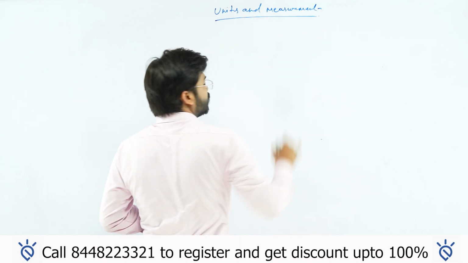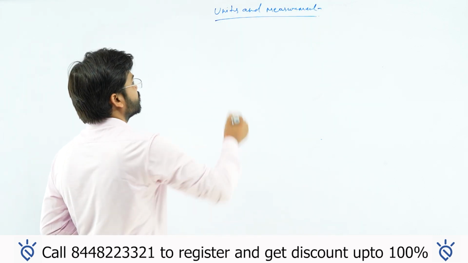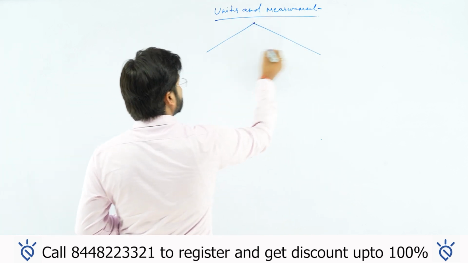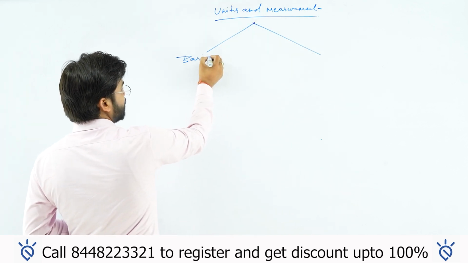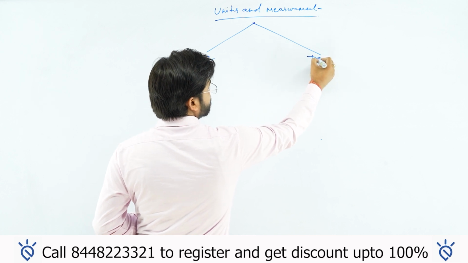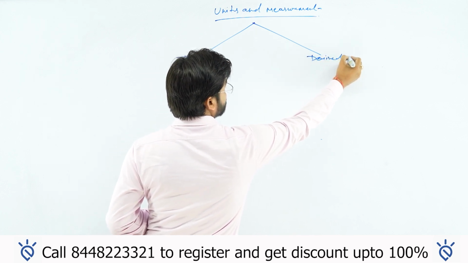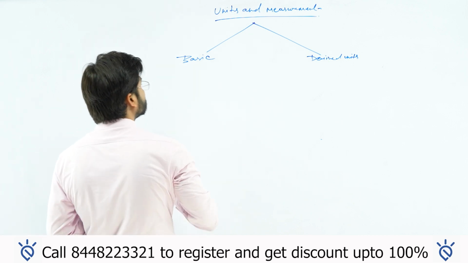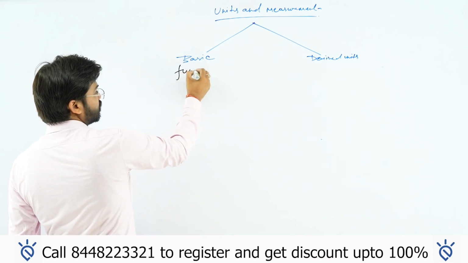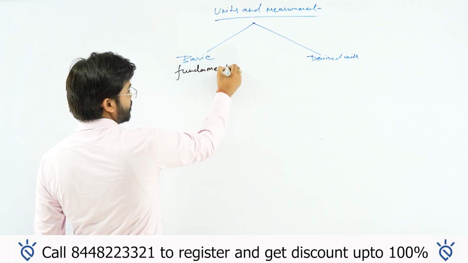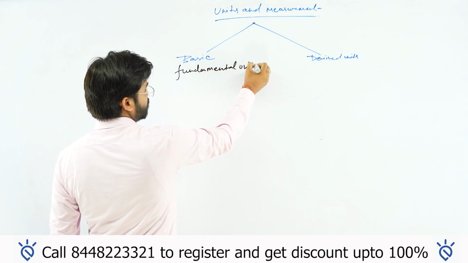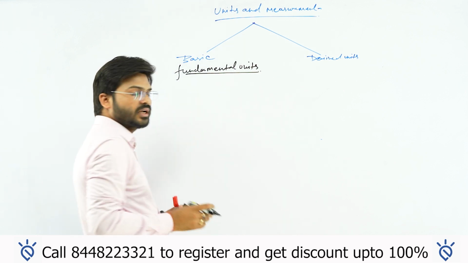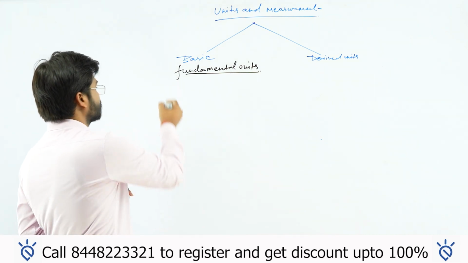So we know that there are two types of units. First, basic unit, and second, derived units. Basic units are also called fundamental units. So we know that there are 7 basic fundamental units.